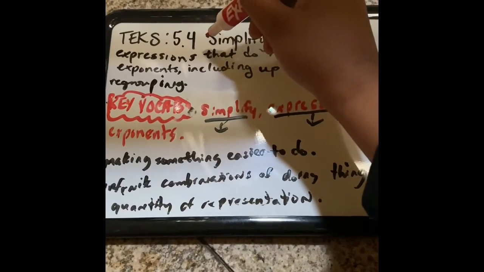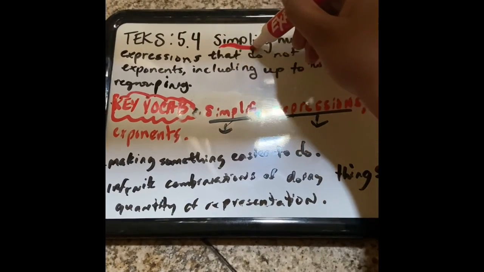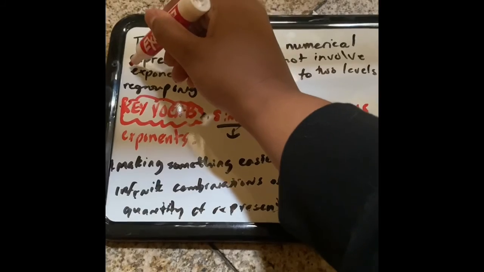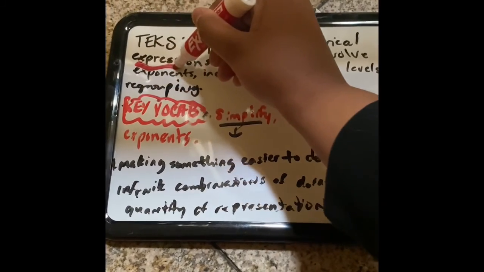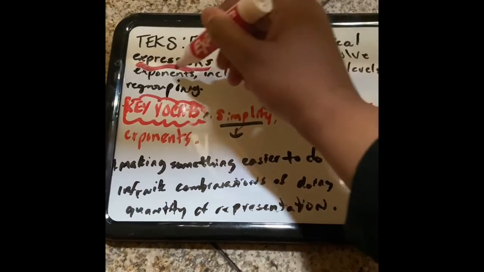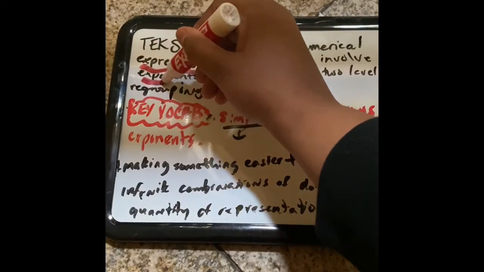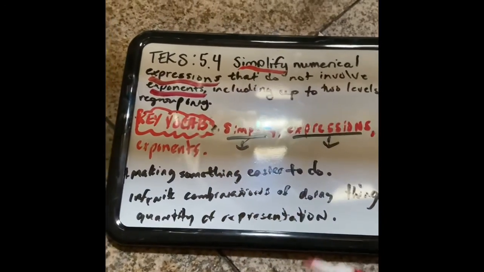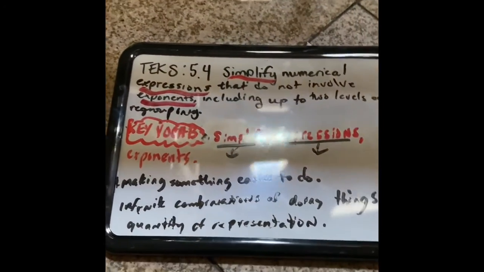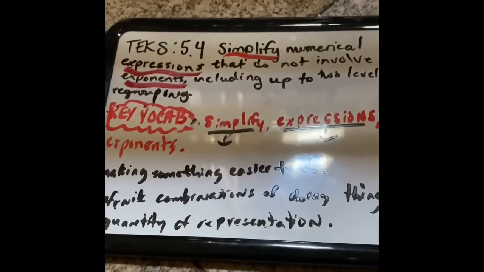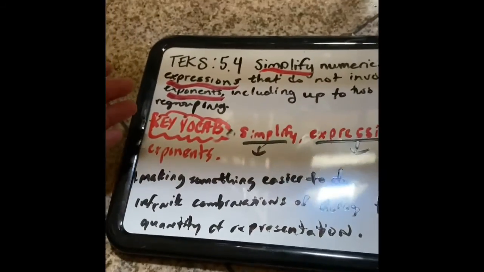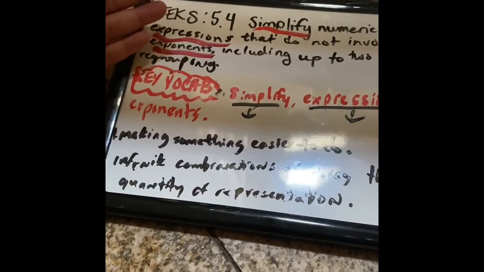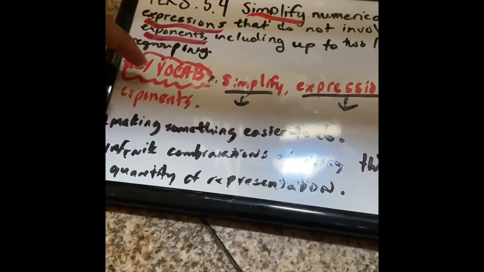Simplifying, expressions, and exponents. Now, why am I underlining these words? Because, as you know, all subjects correlate to each other.